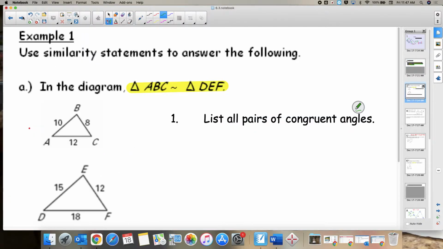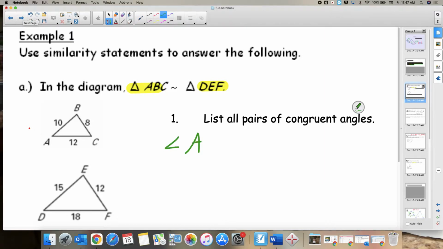So let's take a look at example 1. It says, use your similarity statements to answer the following. In your diagram, triangle ABC is similar to triangle DEF. So just like a congruency statement, we're going to be able to use this to figure out what pieces match up. The difference is now they are not congruent. They get rid of that little equal sign underneath, and it's now known to be similar.